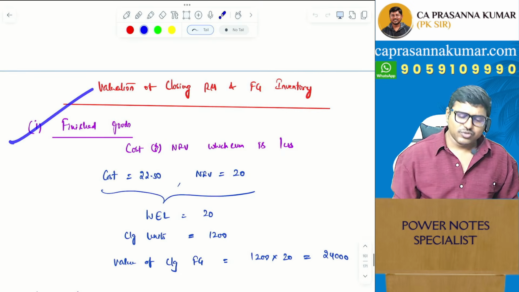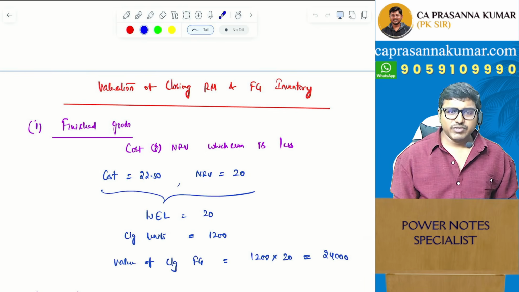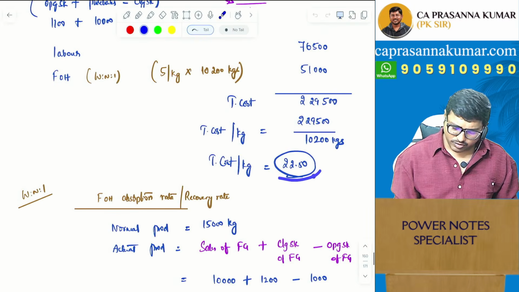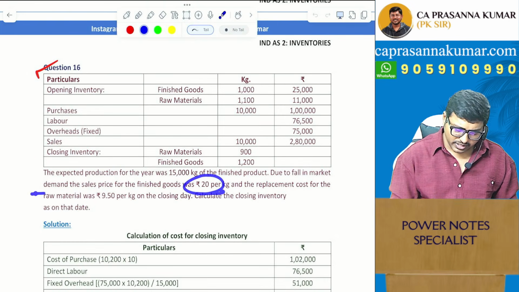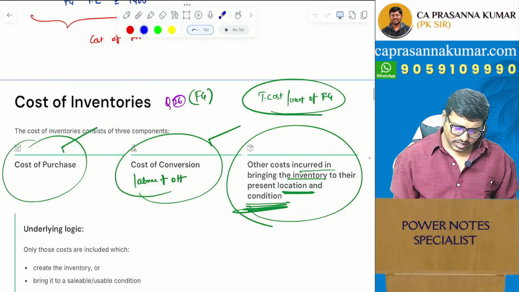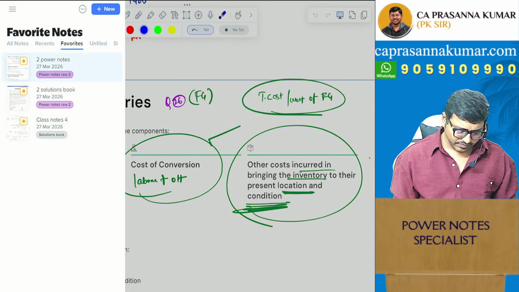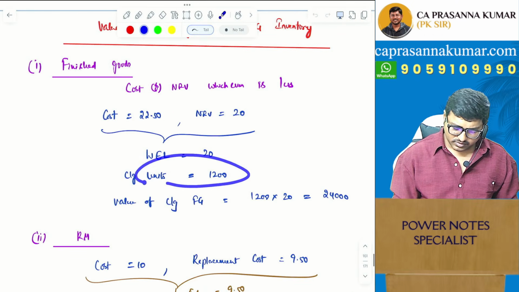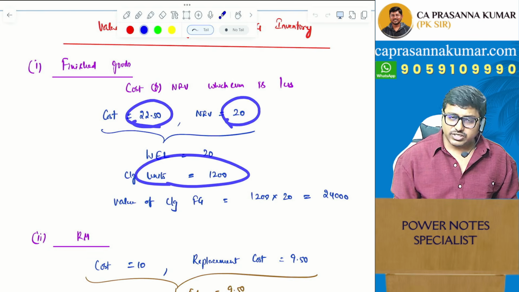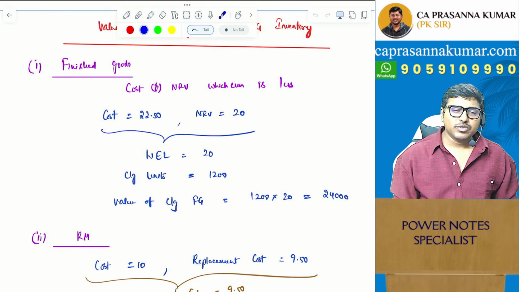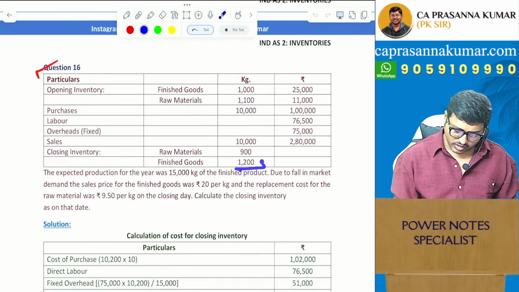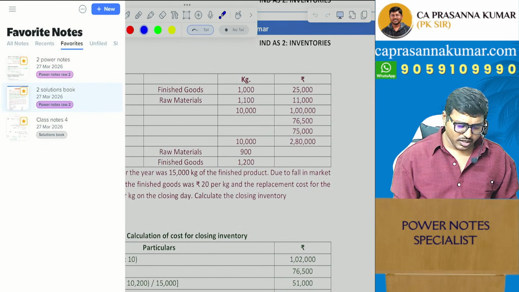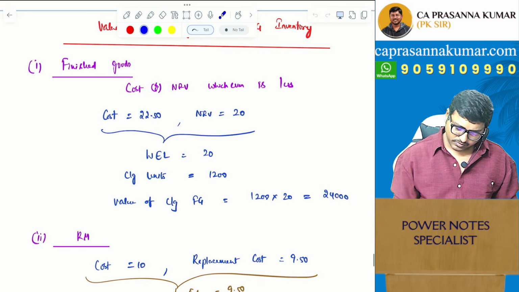First, we'll start with finished goods inventory because it is easy. Cost or NRV, whichever is less. What is cost? Just now we have calculated 22.5. That is your cost. What is NRV? It is given in the question, 20 per kg. So cost or NRV, whichever is less. What's going to be your answer? 20, because between 22.5 and 20, whichever is less is 20. How many units of finished goods stock do you have? 1200 units, which is given in the question again. 1200 is the closing stock of finished goods. So naturally, 1200 into 20 is 24,000, simple. Got the point?